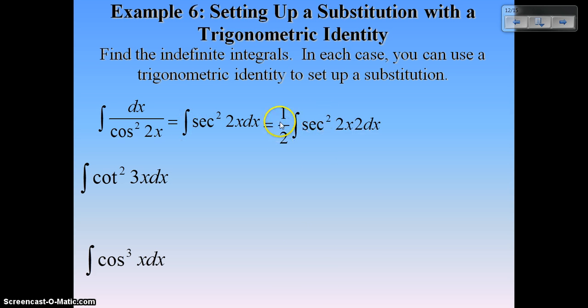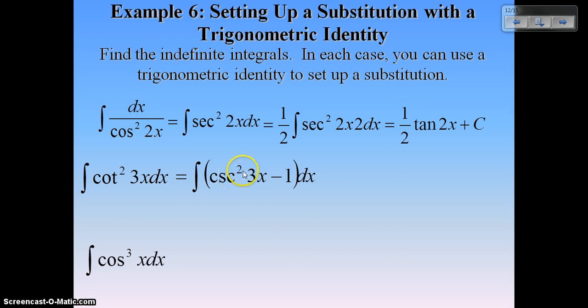And you may ask, where does this 1/2 come from? Well, if I were doing u substitution, u would equal 2x, and then du would be 2 dx, so I would need a 2 in there. And if I put the 2 there, I need the 1/2 to balance it out. Now the integral of secant squared is tangent. Notice the 1/2 is still there.